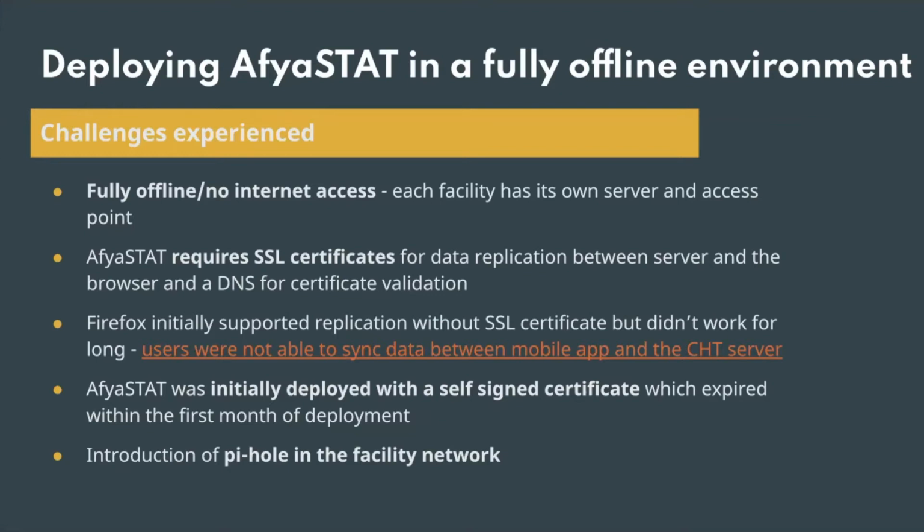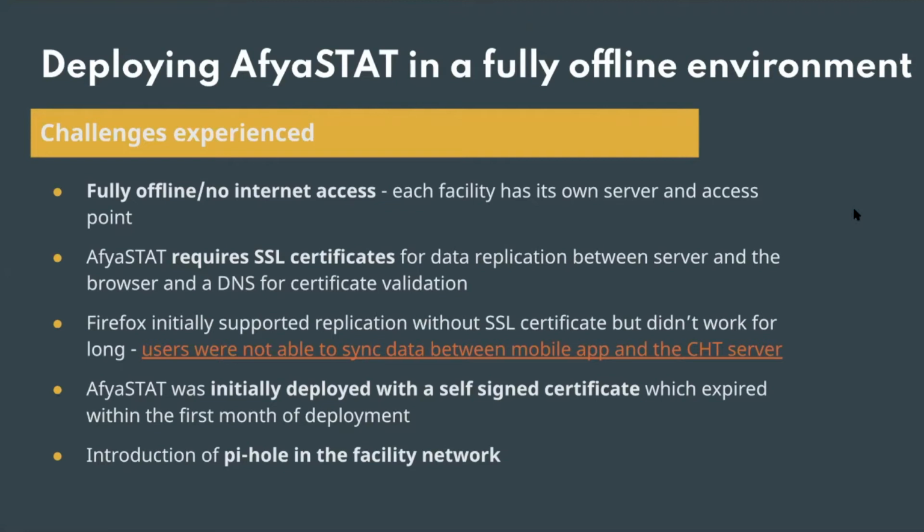We decided to reach out to the community, and we were taken through how to set up a fully functional offline CHT or AfyaSTAT server. From the setup that we got from the community, one of the challenges that we had, knowing that this is a mobile app, and knowing that on Android 9 and above, you need a secure connection for an API to send data or for syncing of data.